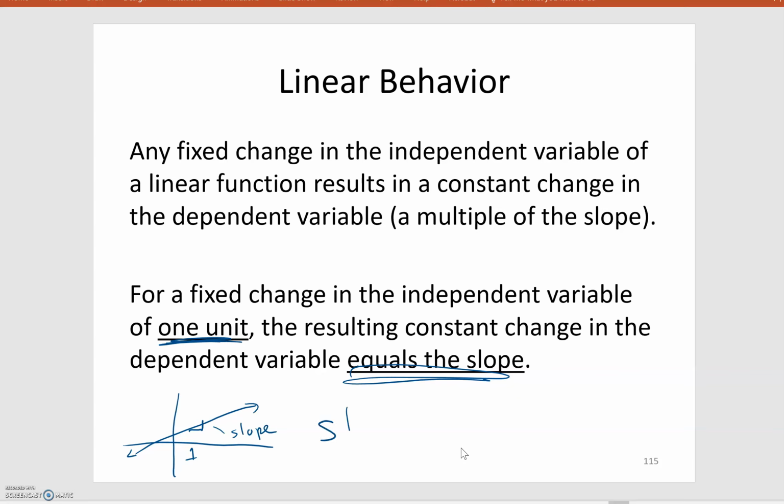Basically, you could say if you set your run to be equal to 1, then the slope and the rise are the same value. Now to summarize what we just did, well, actually, we'll pick this up in the next video.